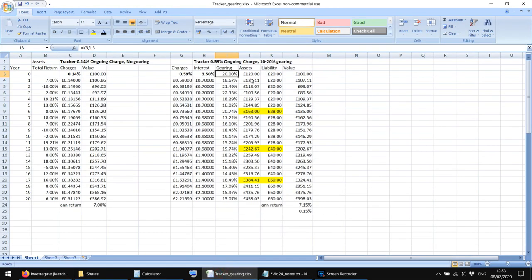And then I've just grown the assets. So with 20% gearing, the value starts at £100, like the first one does. So with 20% gearing, that means we've got 20 quid, and we've got a 20 quid liability. So we owe £20, but we've also got 20 extra pounds in our asset pool. So that gives us a gearing of 20%.